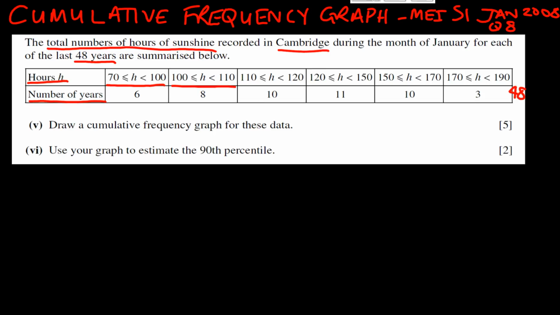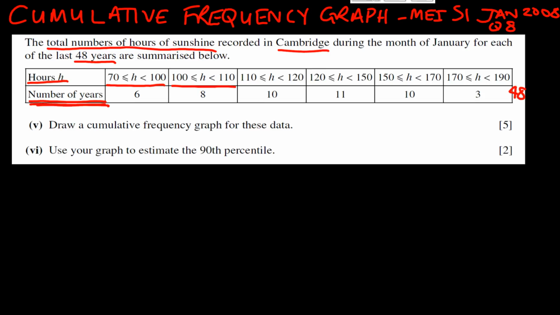Now let's be clear, it's a cumulative frequency graph. That means it's drawn to scale. It has a scale along the bottom of hours, and in the vertical we are going to be putting our number of years. That's our frequency, and that again will be to scale. Those are first key points.